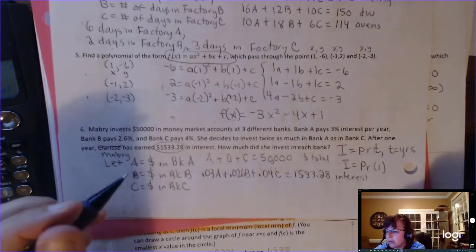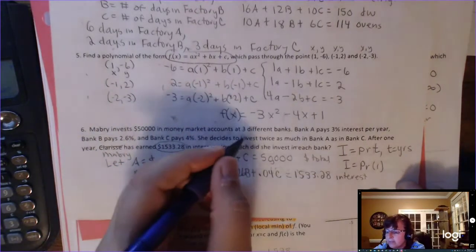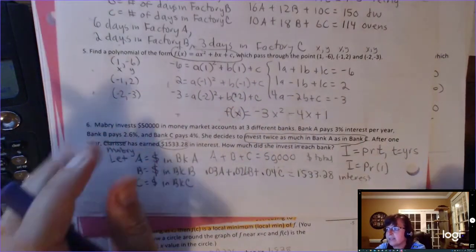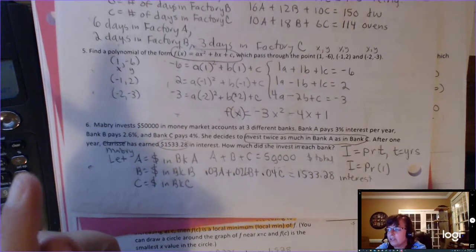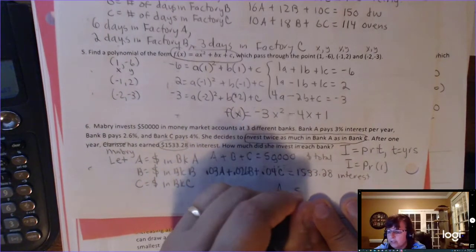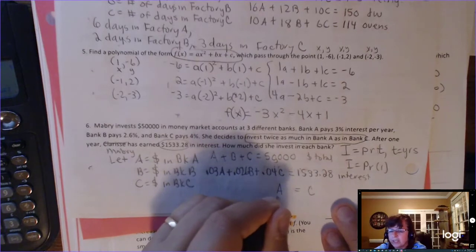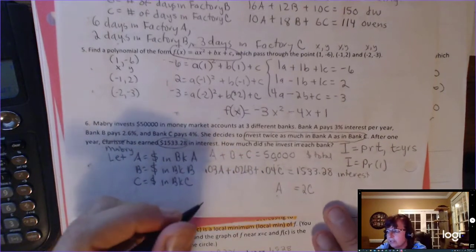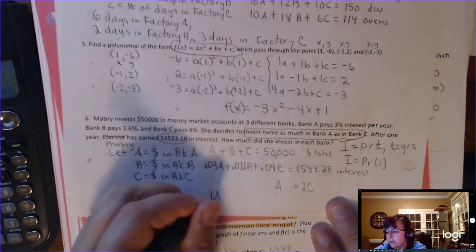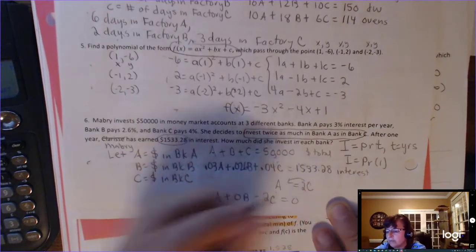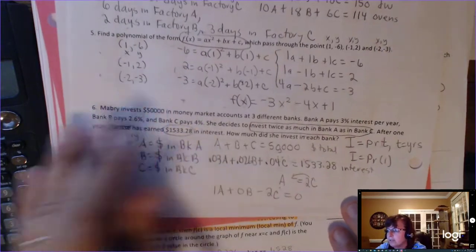Do you have a comparison? It says she decides to invest twice as much in Bank A as in Bank C. So this is our 3rd time we've done something like this. She invested twice as much in A and C. So who'd she put more money into? Bank A. Okay, so what we're going to do is put A on one side, C on the other side. She put more money in A. Who needs the help? C. Okay, so now I need to put it in standard form. I'll try to do it right this time. 1A plus 0B minus 2C equals 0. All I have to do is move that 2C term over. So those are my 3.